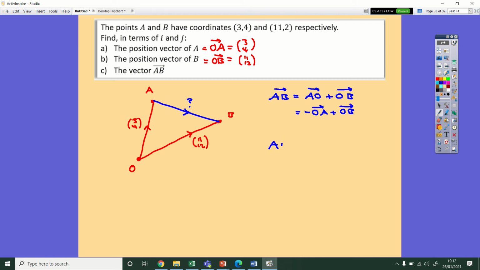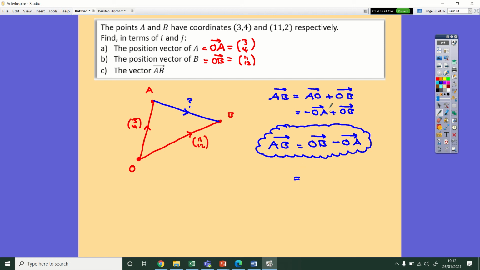So in general, this is quite a useful statement to have. The vector A to B is OB minus OA. Right? You can use that for pretty much any question that asks you to go from one point to another. So this is the position of the destination, and this is the position vector of where you started. Okay, it was quite useful, that.